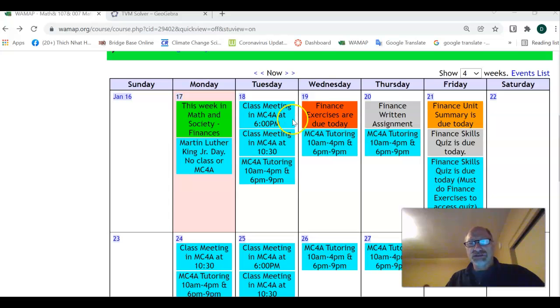And you may notice that the finance exercises are due on Wednesday, and then notice Thursday the written assignment is due, but that is grayed out right now. That's gray because you have to get a certain score. You have to get at least 25. There's 60 points on the finance exercises. You have to get 25 out of 60 before you can do the written assignment. And similarly with the finance skills quiz, you have to get 25 out of 60 on the exercises to open that. So the finance unit summary is due on that Friday too.